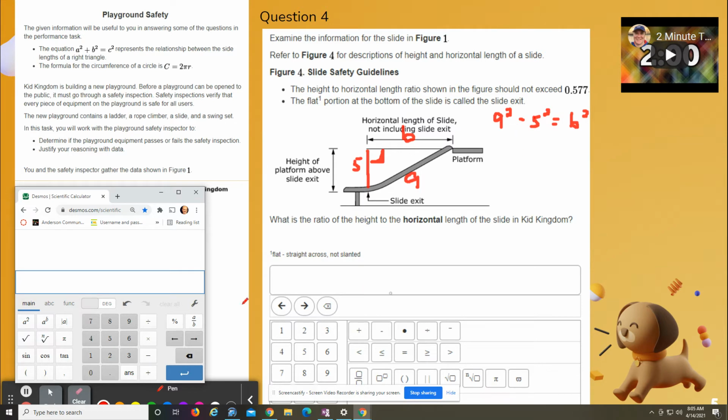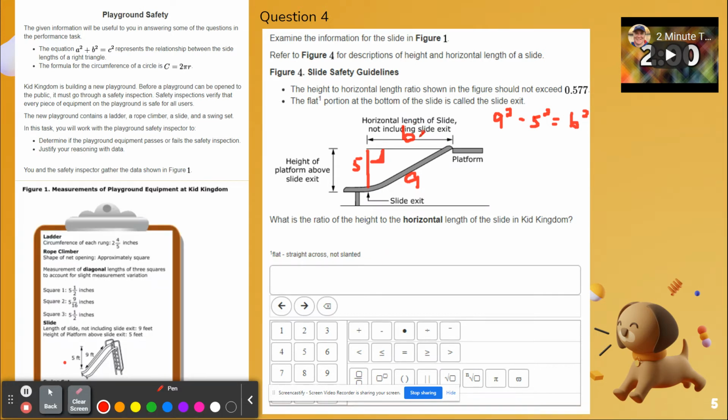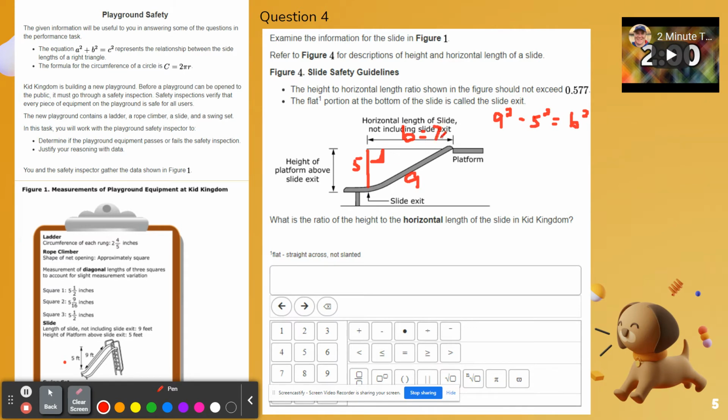Now, for this one here, you would type in 9 squared minus 5 squared is equal to 56. Then you're going to take the square root of the answer, and you're going to get 7.48. This B is equal to 7.48.